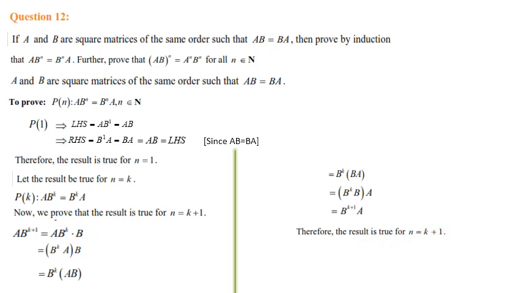How we know? Because here instead of k we have got k plus 1, or simply if you check here, B power n into A, instead of n we have k plus 1, B power k plus 1 into A. Therefore the result is true for n is equal to k plus 1. All three conditions satisfied. Therefore by using the principle of mathematical induction we can say that AB power n is equal to B power n into A, n element of N.